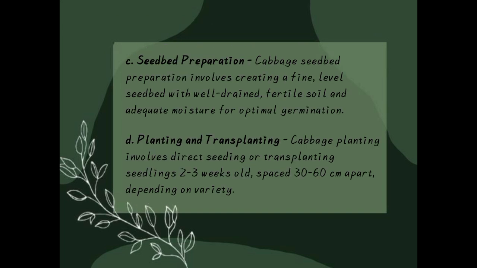Next is the seedbed preparation. Cabbage seedbed preparation involves creating a fine, level seedbed with well-drained, fertile soil and adequate moisture for optimal germination. Next, planting and transplanting. Cabbage planting involves direct seeding or transplanting seedlings 2 to 3 weeks old, spaced 30 to 60 cm apart depending on variety.